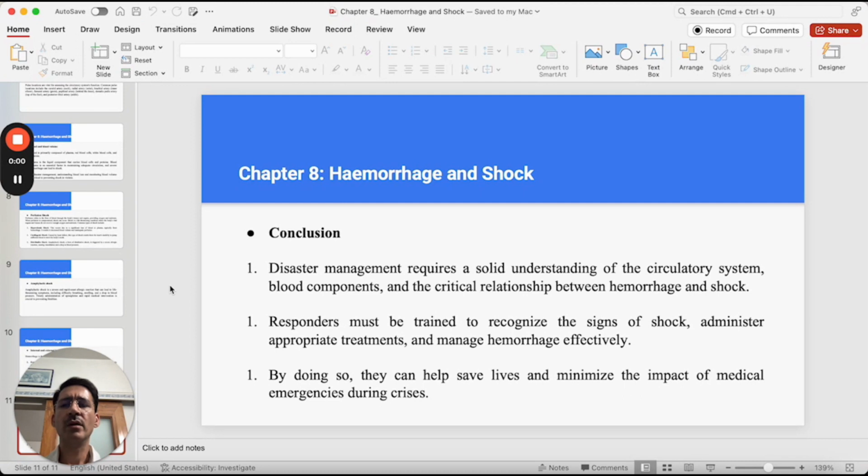Let's conclude. Disaster management requires a solid understanding of the circulatory system, blood components, and the critical relationship between hemorrhage and shock. Responders must be trained to recognize the signs of shock, administer appropriate treatments, and manage hemorrhage effectively. By doing so, they can help save lives and minimize the impact of medical emergencies during crisis.